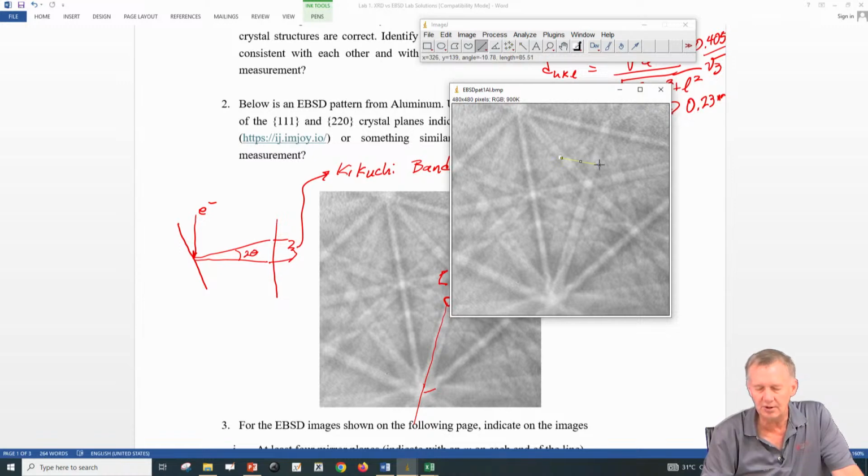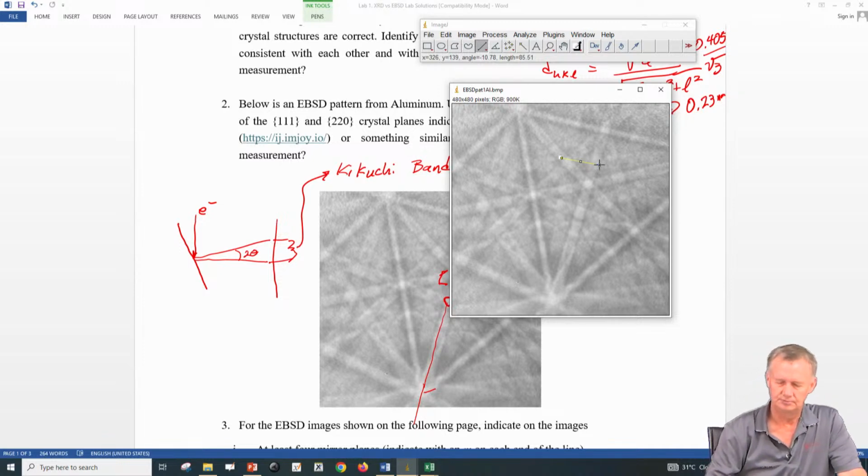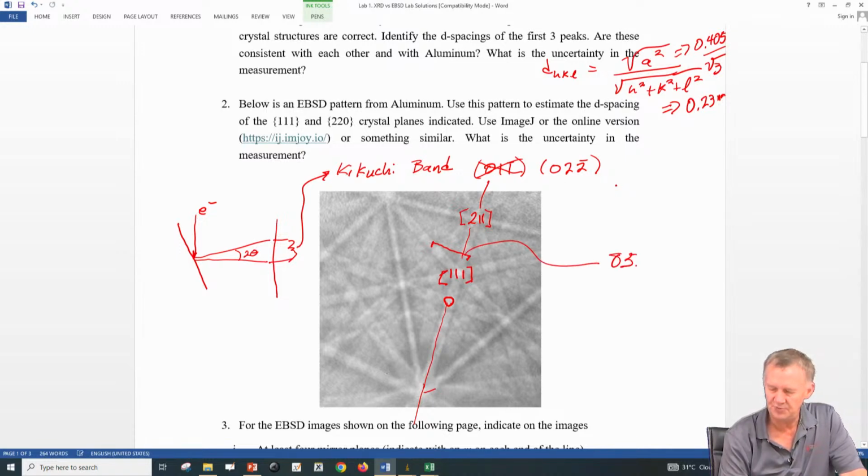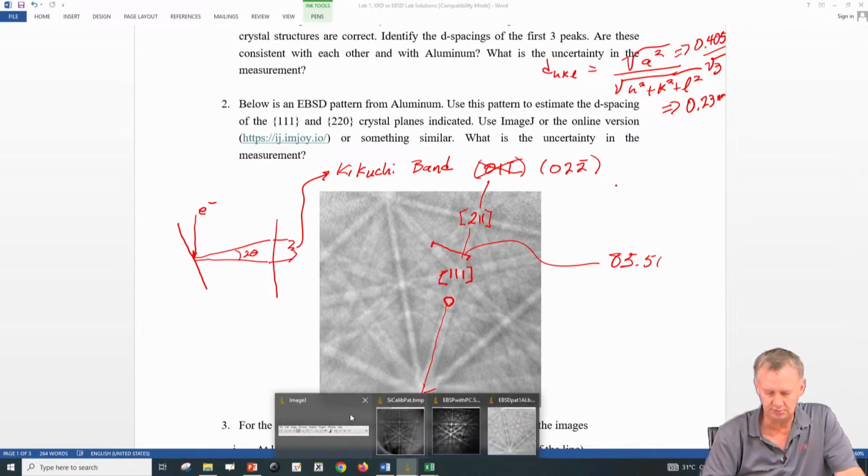And what do I have there? Length is, can you read that up there? It's 85.51. Okay, so length from my pattern center to the back side, I've got 85.51, and that's just in pixels. And let's measure to the near side.